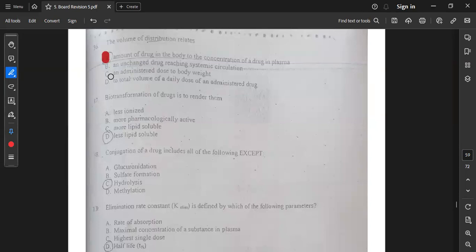Biotransformation of drugs is to render them less ionized, more pharmacologically active, more lipid soluble, or less lipid soluble. Okay, we're told it's to make the drug less lipid soluble. I think most of us are agreeing.